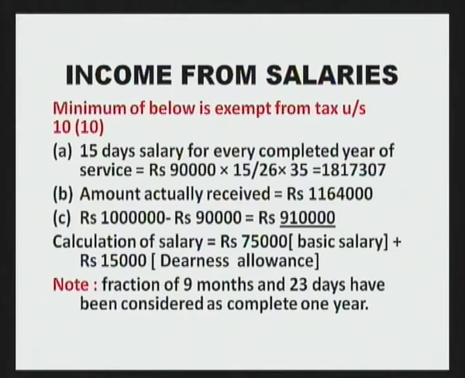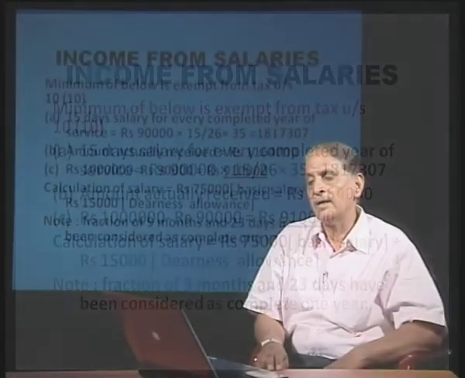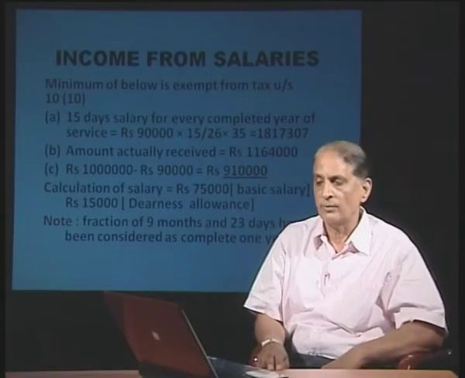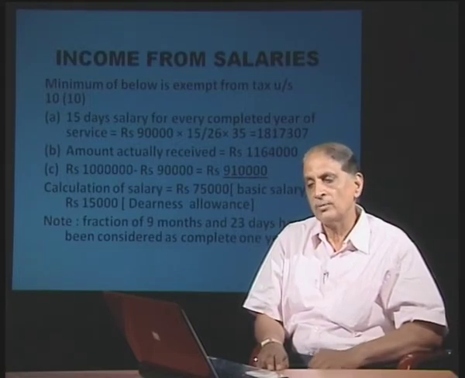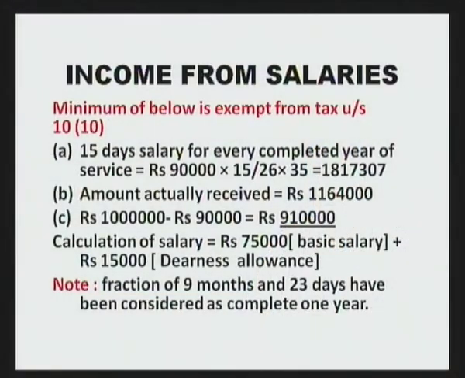Now, if we compare all these three amounts, we find that 9,10,000 is the minimum amount which is fully exempted from tax. Therefore, so far as the taxability of gratuity is concerned, that is calculated on the basis of the difference of rupees 11,64,000 and 9,10,000, and that comes to rupees 2,54,000. It means 2,54,000 is taxable, and that will become part of the taxable salary of Mr. Kailas if he is covered by the Payment of Gratuity Act 1972.